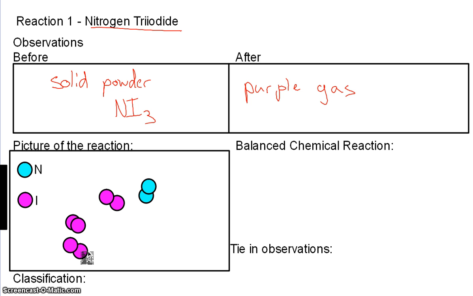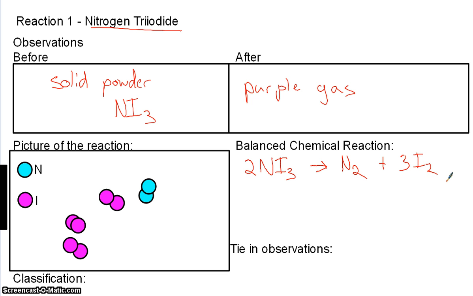So that's what actually happens in our reaction, because remember, reactions are just rearranging atoms. So when we look at our balanced chemical reaction, we started with NI3, but we found that we need 2 parts NI3 to start with, and we ended up making an N2 and 3 I2s.